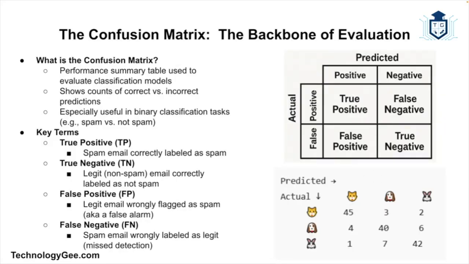So let's go ahead and define these terms in simple language. You have what is called a true positive. Now, as this relates to spam, that means this is spam that was correctly labeled as spam. You have what is called a true negative. This is a legit email that was correctly labeled as not spam. You have what is called a false positive. This is a legit email that got wrongly flagged as spam. Then you have what's called a false negative. This is spam that the model missed and labeled as not spam. So these four values help you calculate every other metric that we're going to talk about.